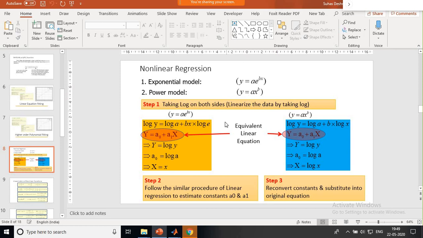For this linearization, we use a logarithm, and the logarithm will convert multiplication into addition, division into subtraction, like this. So here, if I take a log on both sides of this exponential model, I can have log y equal to something, and I can convert this into a simple linear equation. That y can be replaced with log y, a0 can be log of a, and like this. Similarly, if you look at another power model, y is equal to a x raised to b, I can take a log on both sides.